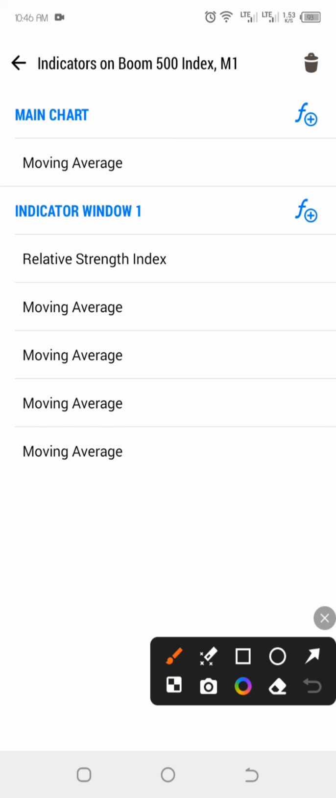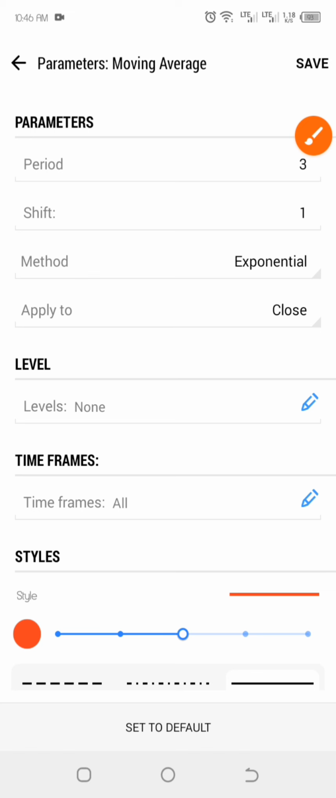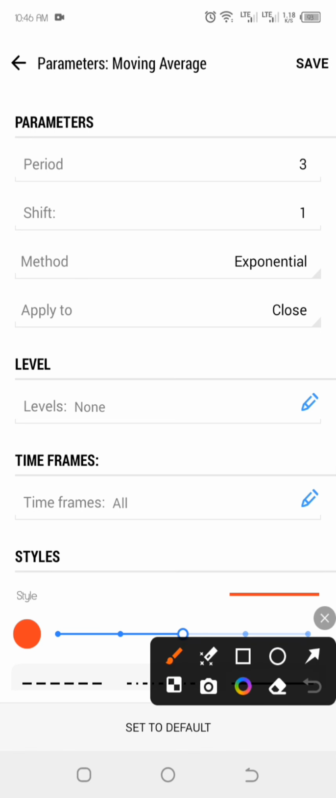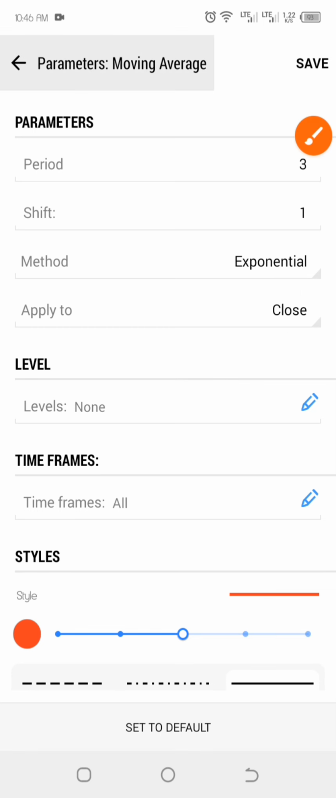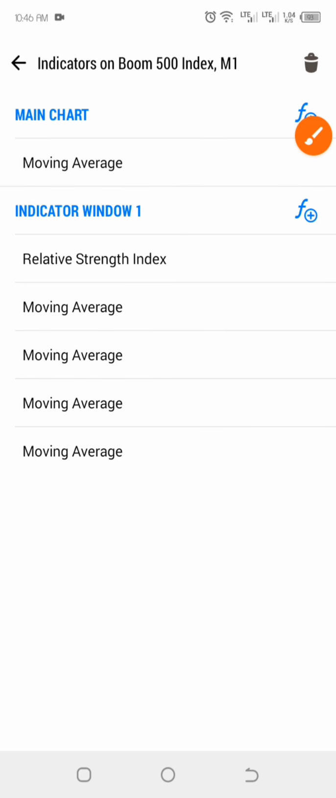Now moving on to the next indicator, which is the moving average as well. How do we add this? We click on this icon we are seeing right here, click on it, scroll down, search for moving average and click on it. For the second moving average, the period is 3, shift is 1, method is exponential, apply to close, and for the style we are going to be using the red color. Click on save, and you're going to have your moving average in your chart.